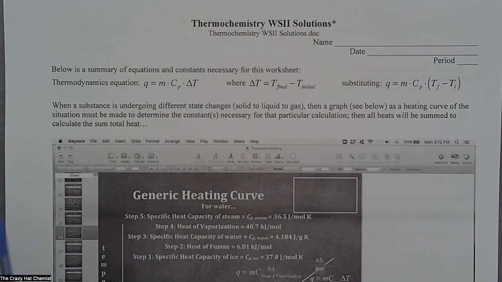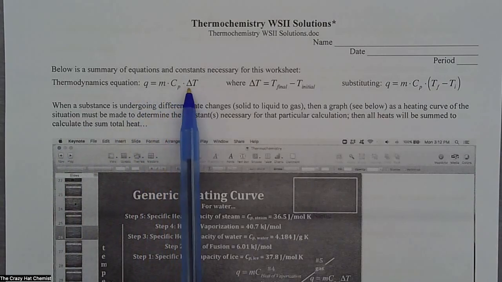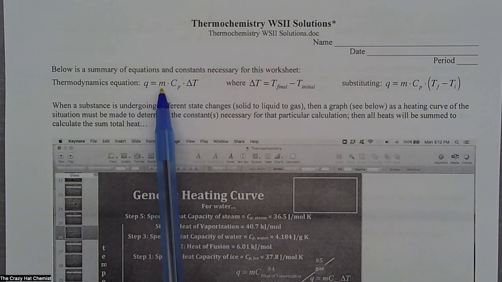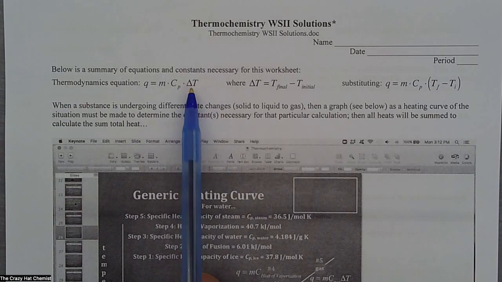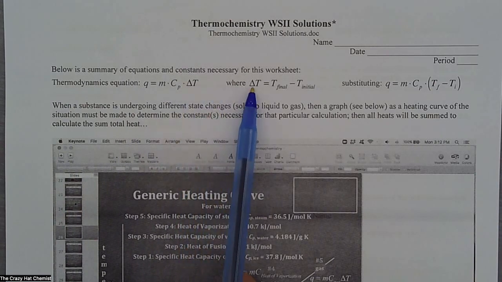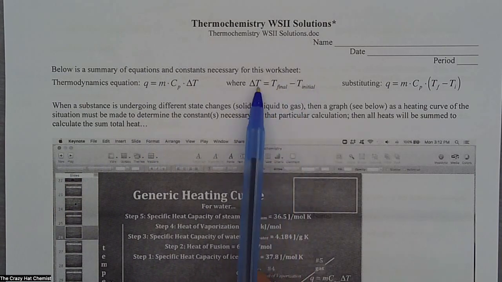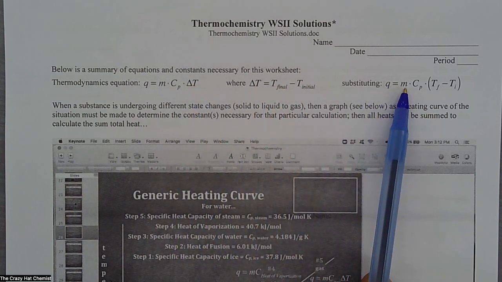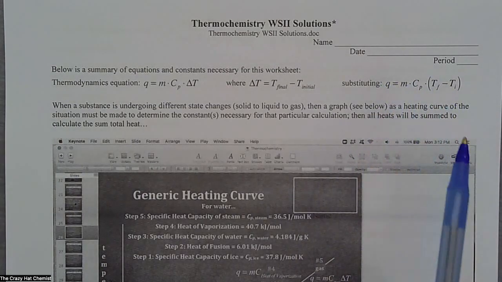Here we go. So the thermodynamics equation is Q equals mCp times delta T. Q is the heat term, that is typically in joules. M is the mass. Specific heat capacity is in joules per gram degrees Celsius. And delta T is the change in temperature. The delta T is the final temperature minus the initial temperature. So if I substitute final minus initial temperature into delta T, what do I get? Q equals mCp (Tf minus Ti). We're going to be working with this equation quite a bit here.